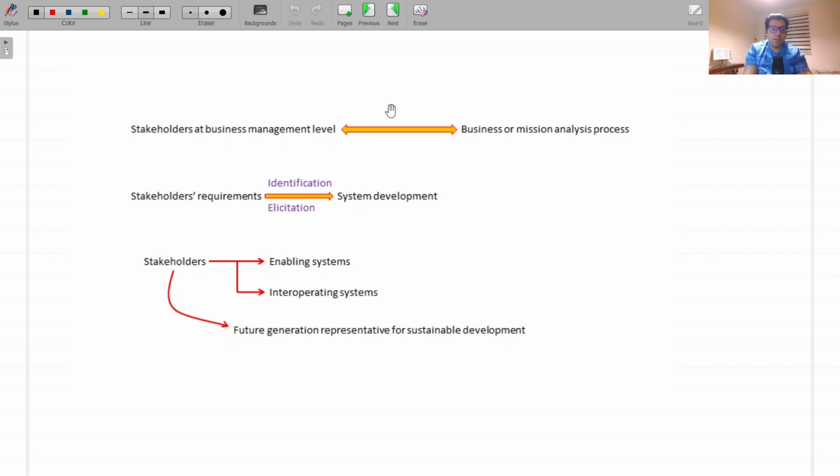Stakeholders can include the stakeholders of interoperating systems and enabling systems, as these will usually impose constraints that need to be identified and considered. In sustainable development, this includes finding representation for future generations.